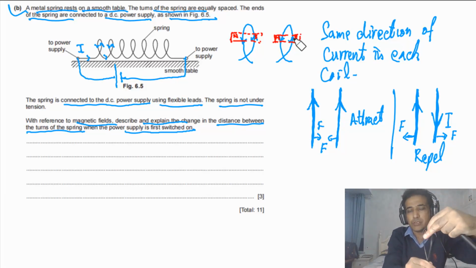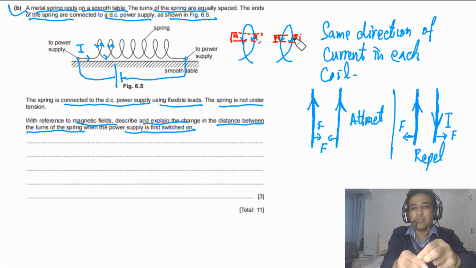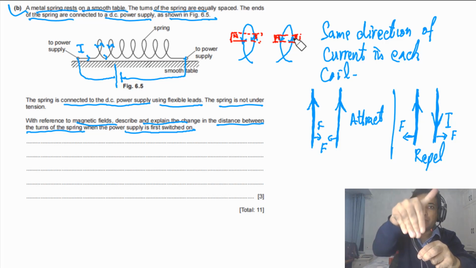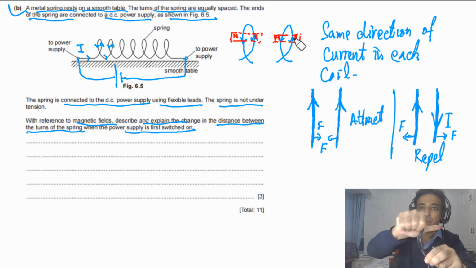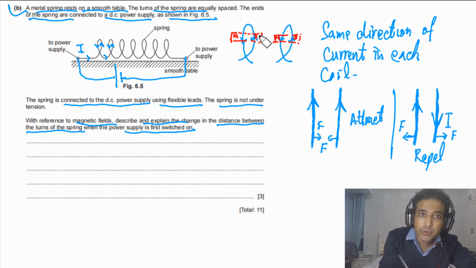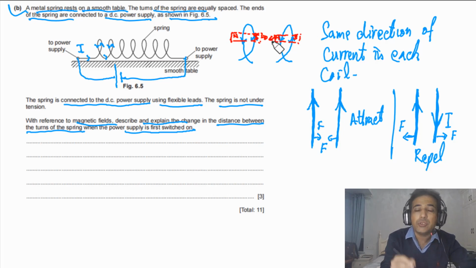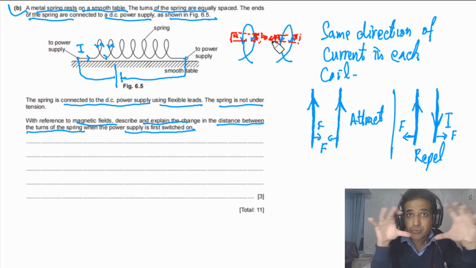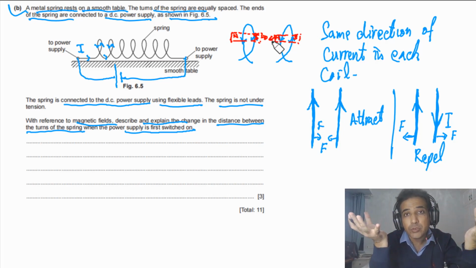So you can simply see, current here is up and this side is down. So the thumb is pointing to the left, which means the left side will be the north pole. So this pole is S, this is N, so they will attract. It means these two coils will attract each other. So that's the main point you need to understand.